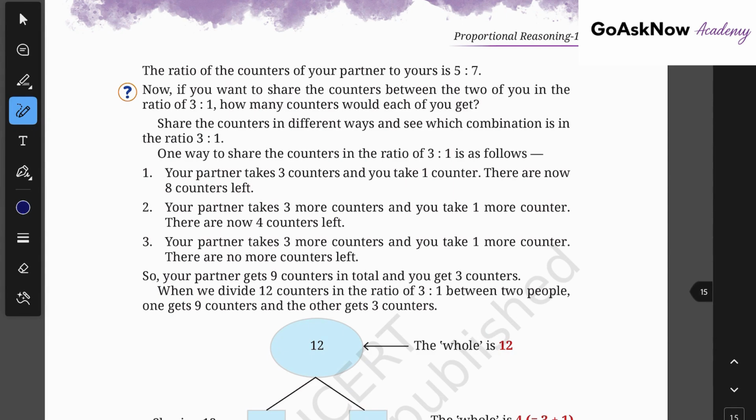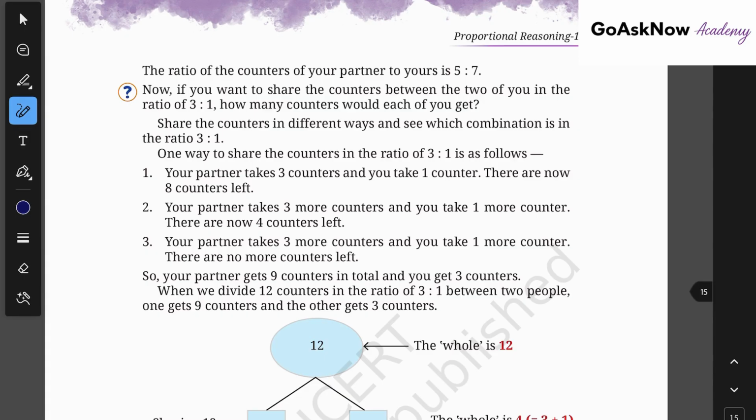Now, if you want to share the counters between the two of you in the ratio of 3 to 1, how many counters would each of you get? Share the counters in different ways and see which combination is in the ratio 3 to 1. One way to share the counters in the ratio of 3 to 1 is as follows. Step 1. Your partner takes 3 counters and you take 1 counter. There are now 8 counters left. Step 2. Your partner takes 3 more counters and you take 1 more counter. There are 4 counters left.